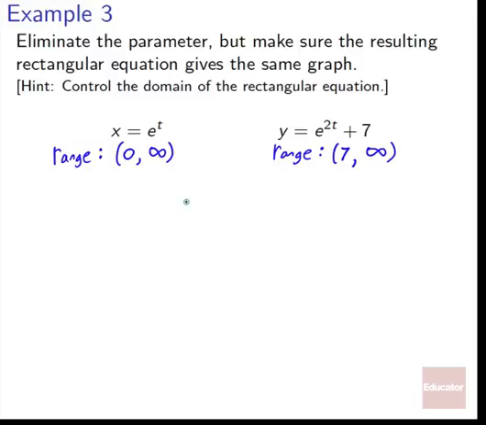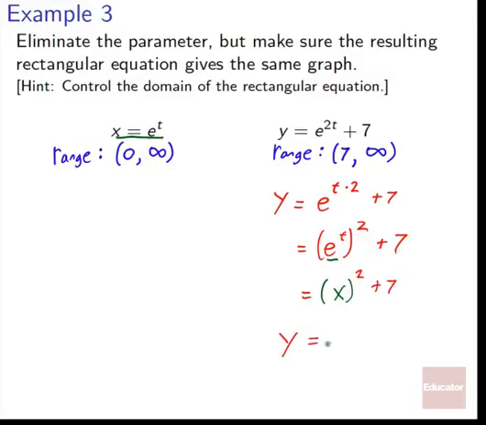Let's eliminate this parameter. So we know that x equals e to the t. So we can rewrite y equals e to the 2t plus 7 as e to the t times 2 plus 7. Still not quite sure how to plug into that, so we can write that as e to the t squared, which we remember from what we learned about exponents. E to the t squared plus 7 equals, at this point we see x equals e to the t, so we swap out and we've got x squared plus 7, so now we have y equals x squared plus 7.